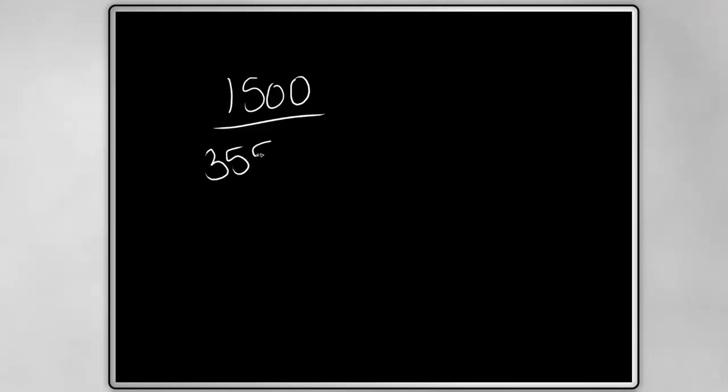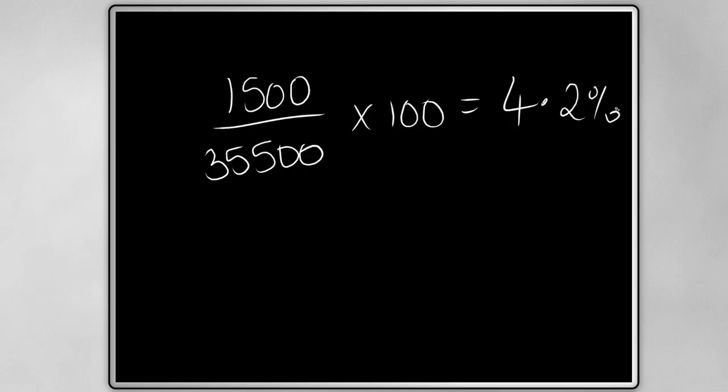So let's look at another example. This time, the cost of a car has decreased. It started out at £35,500 and it's now decreased to £34,000. So my change in price is £1,500. So that goes on the top of my fraction. The original price is the £35,500 that it started out at, times by 100, and my answer is 4.2%.